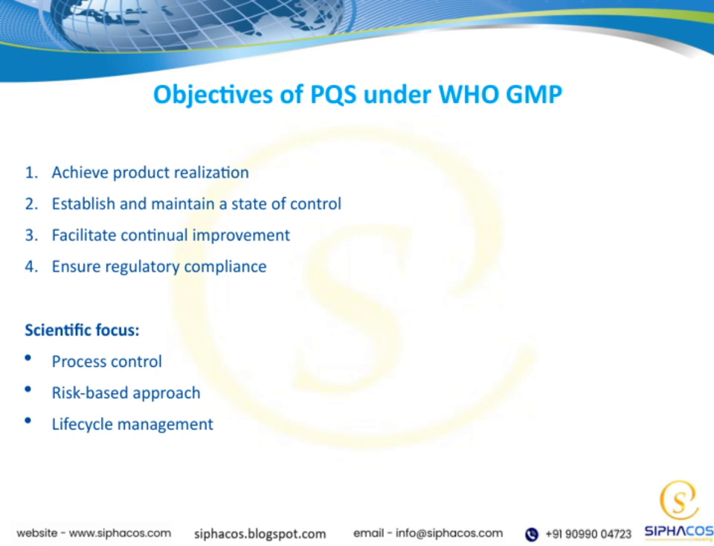It involves using scientific and technical methods to oversee each stage of production, minimizing variability and ensuring consistency. A risk-based approach is central as well. By identifying potential risks early, we can prioritize our efforts and resources on areas that could impact quality, making our system more efficient and effective. Lifecycle management emphasizes viewing the product's journey from development through manufacturing and post-market. It ensures quality considerations are integrated throughout the product's entire life cycle, supporting sustained compliance and continual improvement.